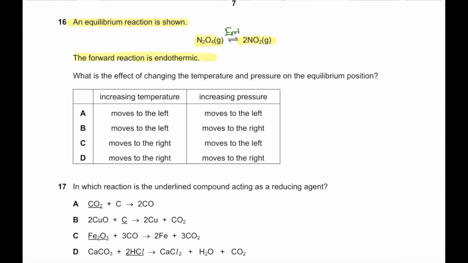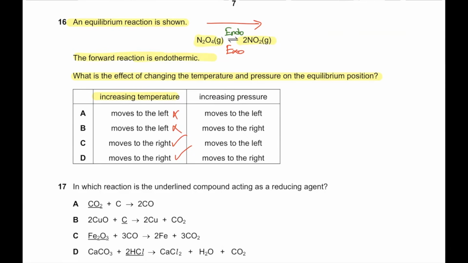This is an endothermic reaction. Guys, it is always a good idea to also write down that the reverse reaction is exothermic. Always it's a good idea to write what is the reverse reaction. It is always going to be the opposite of the forward one. What is the effect of changing the temperature and the pressure on the equilibrium position? Increasing temperature. Now we know in an endothermic reaction, increasing temperature has an effect of producing more product. So equilibrium shifts to the right. It cannot move to the left. So increasing temperature moves to the right.